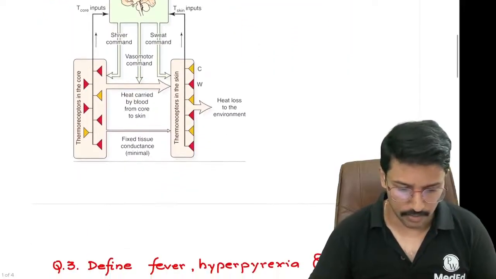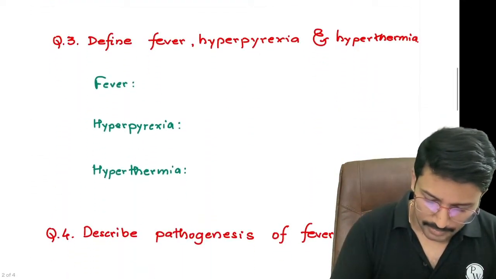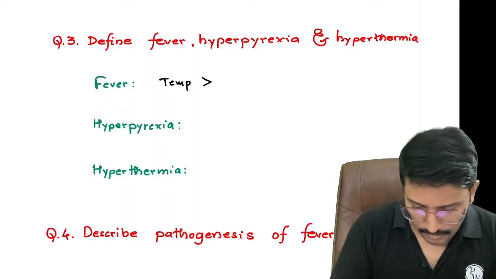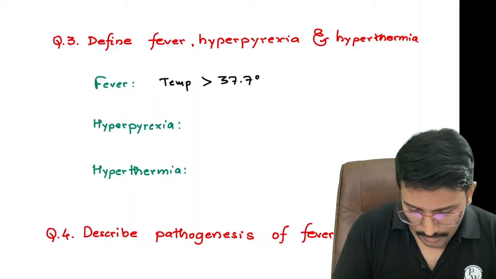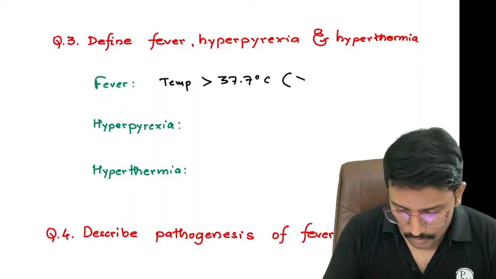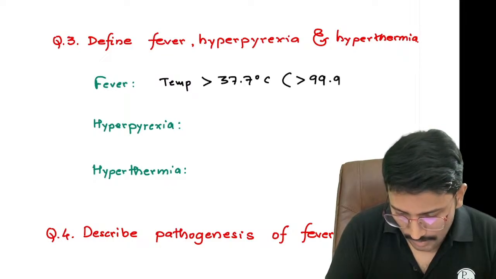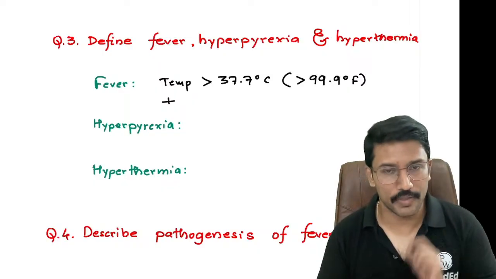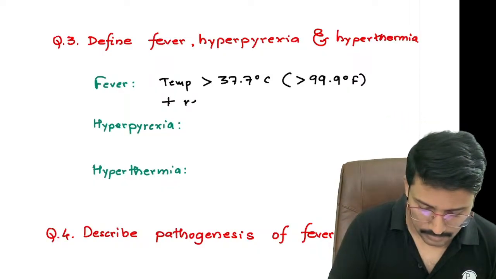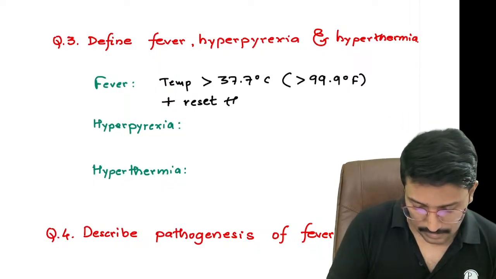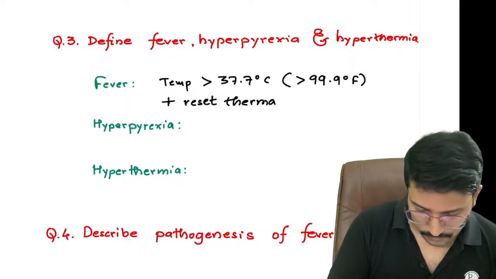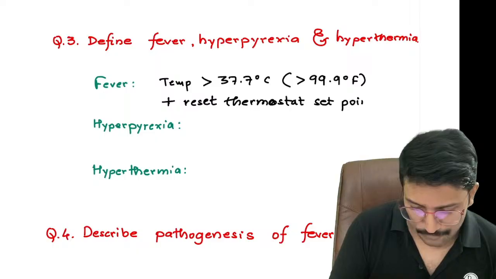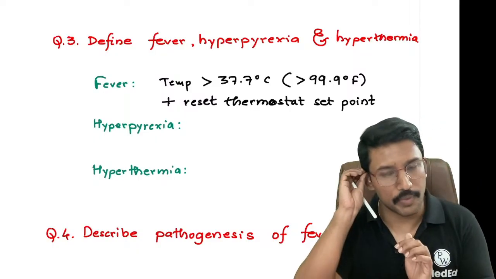So first let us define fever. What is fever? Technically, fever is defined as body temperature greater than 37.7 degrees Celsius, which transpires to be around 99.9 degrees Fahrenheit, plus along with that there is a reset thermostat set point. Then we will call it fever. Now I will tell you what it means.